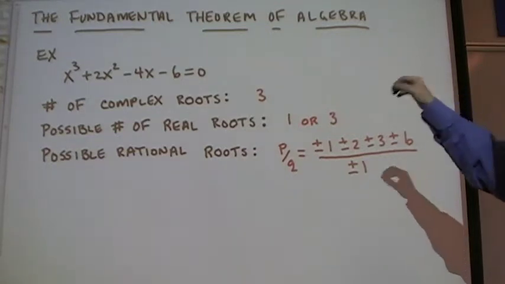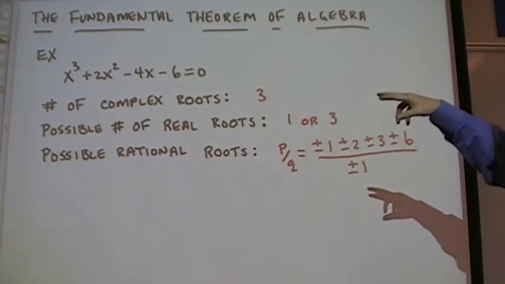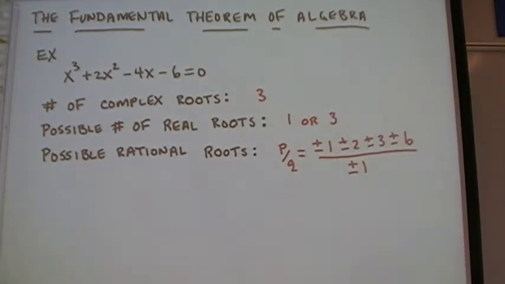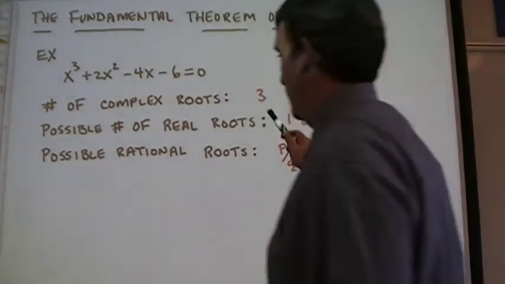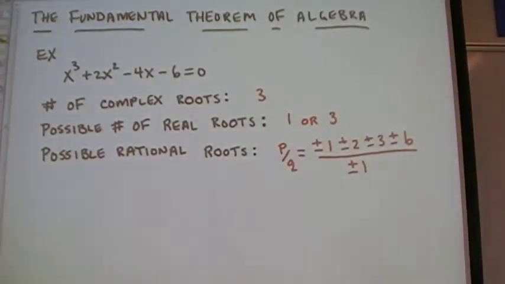Here's an example of using the fundamental theorem of algebra. Example: x cubed plus 2x squared minus 4x minus 6. Use the fundamental theorem of algebra to find the number of complex roots, that should be nothing new, the possible number of real roots, that is new, and the possible rational roots, that is not new. We've done the first and the last. But all those three together make up the fundamental theorem of algebra.